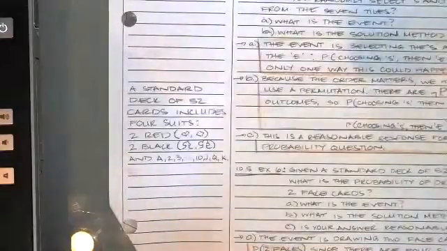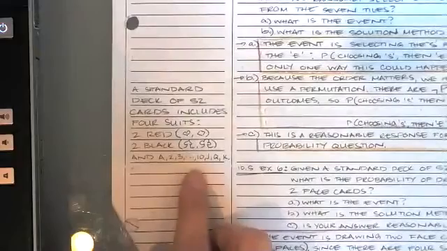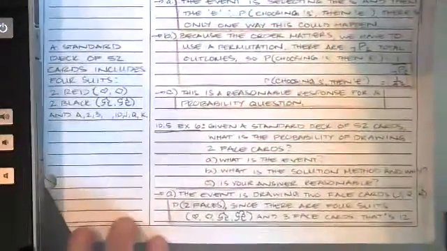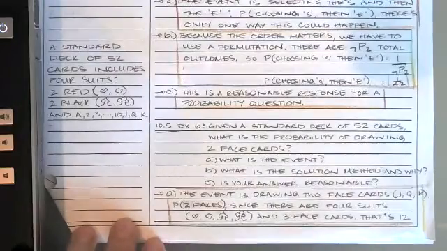Okay, so you can see in the left margin here, I've laid out what's in a standard deck of playing cards again, just because kiddos don't always know. And 10.5 example 6 says, given a standard deck of 52 cards, what is the probability of drawing 2 face cards? So part A is what is the event, part B is what is the solution method and why did we choose it, and C asks if your answer is reasonable.